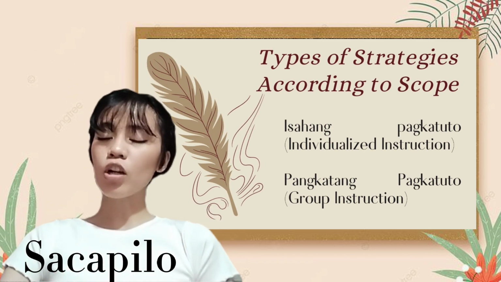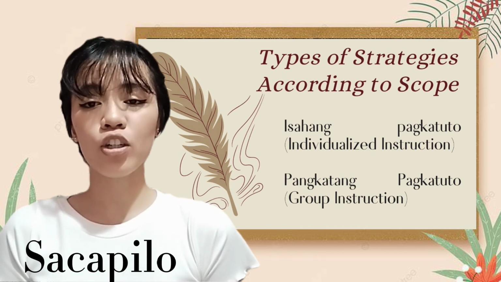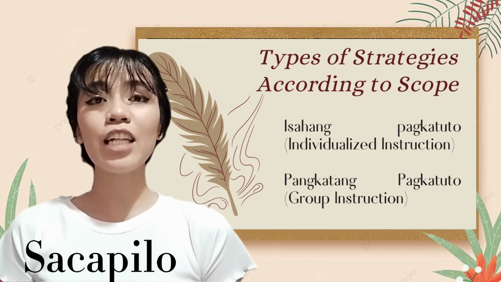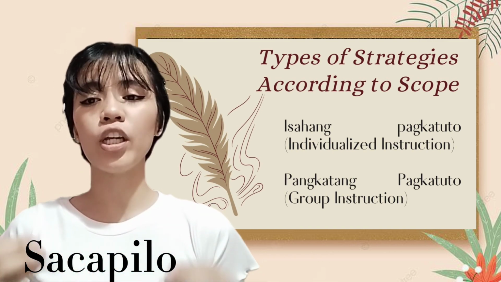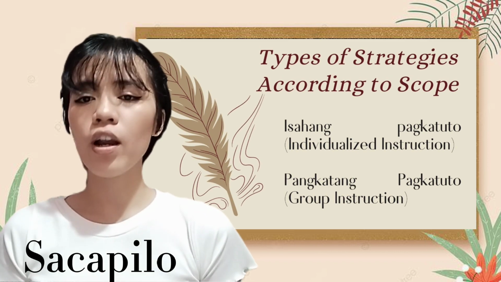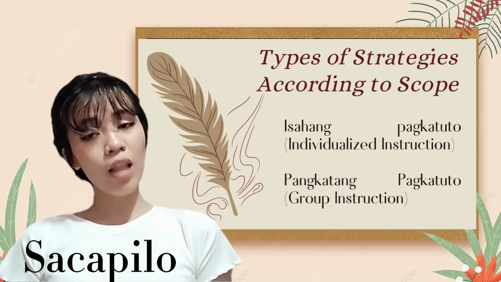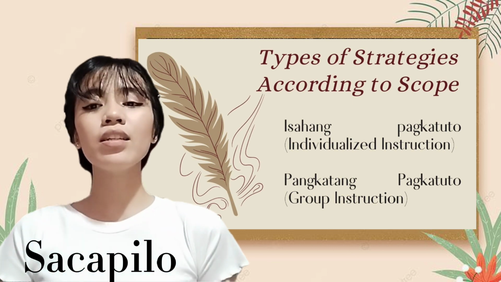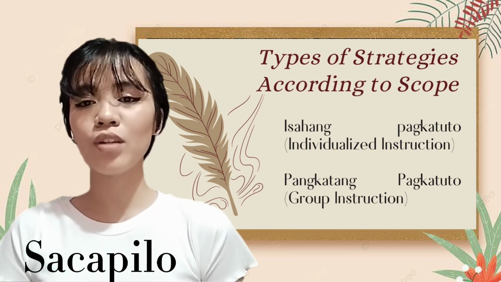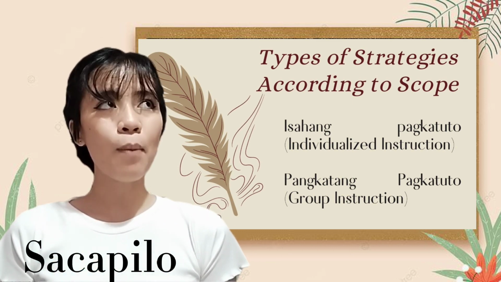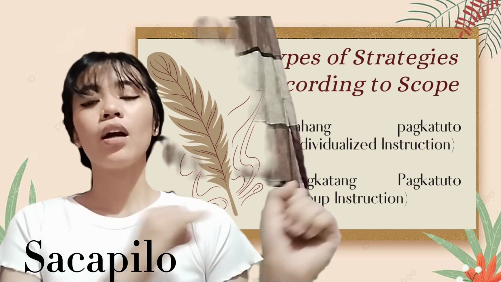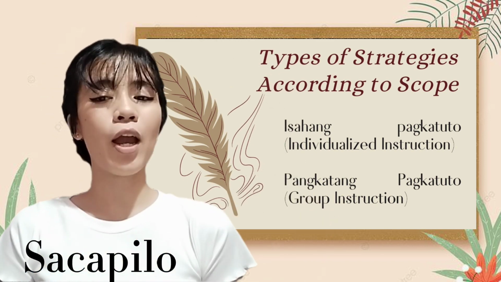Group instruction is a method of instruction in which learners work together in groups. When we say work together, there are interaction and collaboration with other peers. This instruction is a better way to help the students socialize with others. Examples are role-playing, group reporting, and think, pair, and share.